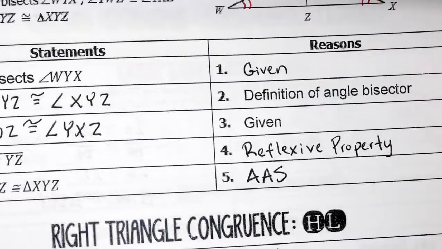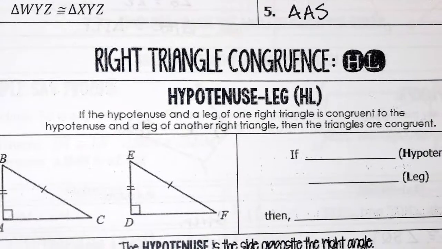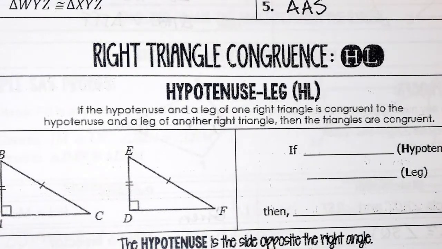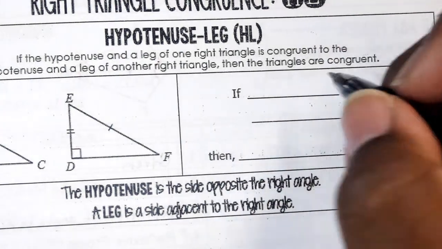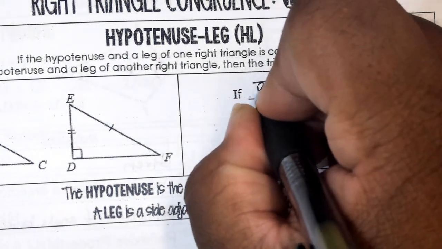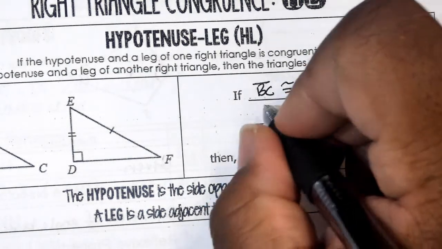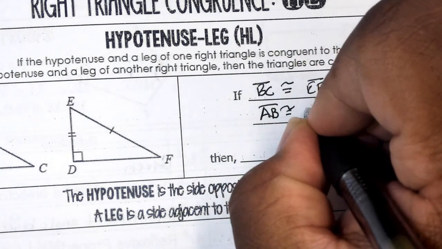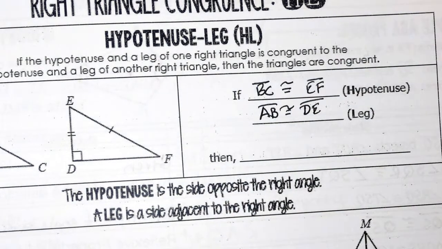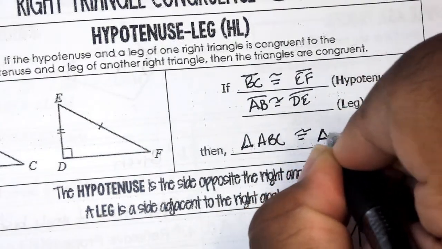Last but not least, HL. Hypotenuse leg. Remember, for hypotenuse leg, it has to be the hypotenuse and one of the legs marked congruent. So if the hypotenuse and the leg of one triangle is congruent to the hypotenuse and the leg of another triangle, then the triangles are congruent. Yeah. Has to be a right triangle. Then you have to have the hypotenuse, which on this one is BC. Segment BC is my hypotenuse, congruent to segment EF. And then I have to have one of my other legs congruent, which in this case was AB. It's congruent to DE. And if that is the case, then triangle ABC will be congruent to triangle DEF.